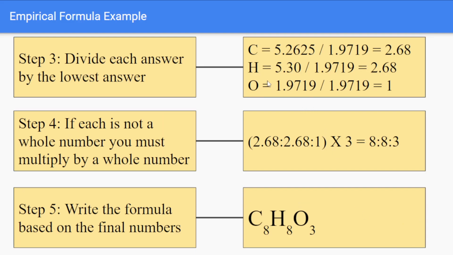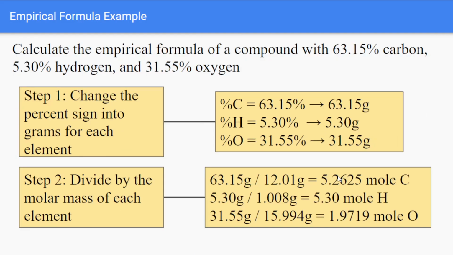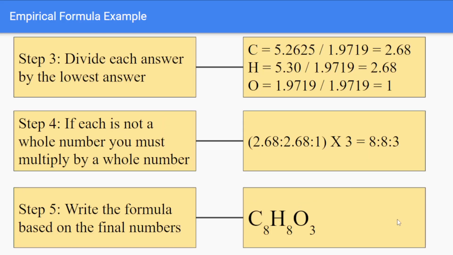And then you're going to look at those answers. So we have these number of moles here. The smallest number that we had was 1.9719. So we're going to divide each of those by 1.9719. And that'll give you, if you're lucky, a whole number. But you're not always lucky. So we just divide. That gave 2.68 for carbon, 2.68 for hydrogen, and then 1, obviously, for oxygen.